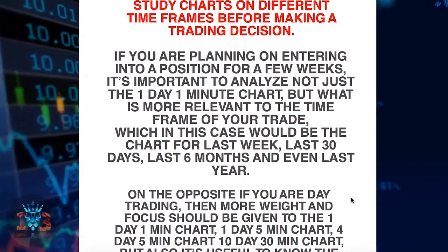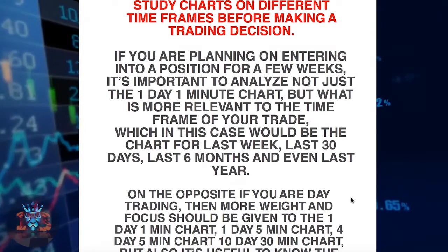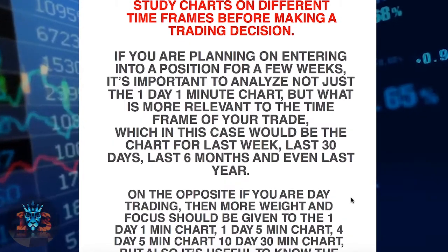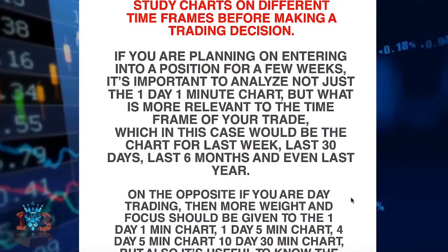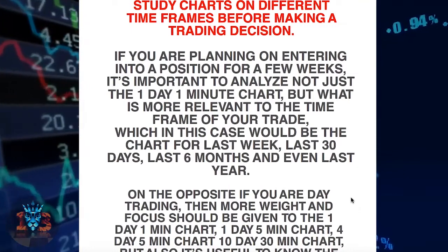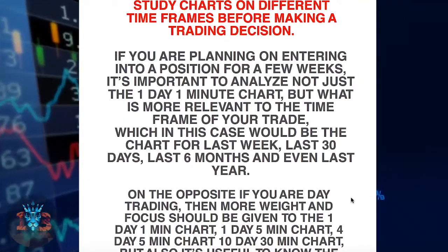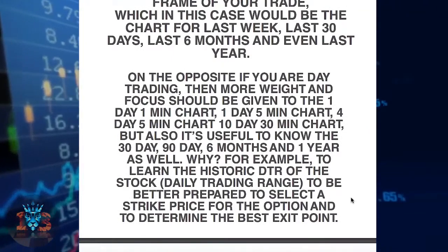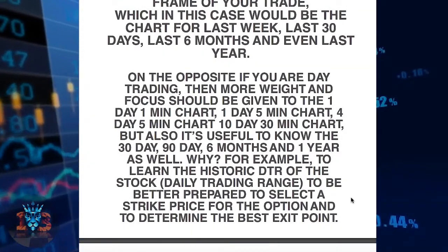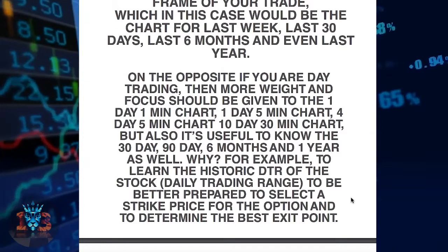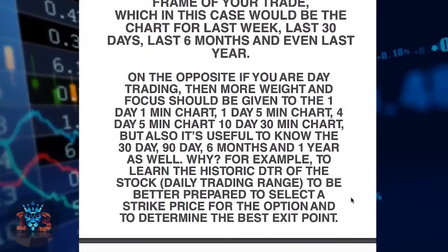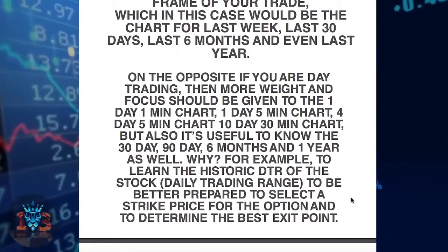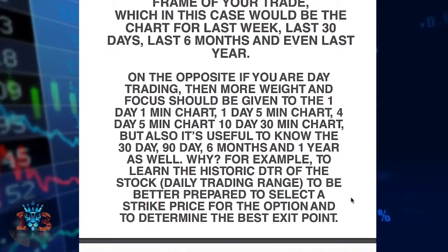What's more important and more relevant is a different time frame to the type of trading that you're doing, which in this case would be the chart for last week, last 30 days, last 6 months, and even last year, since you're going longer term. On the opposite, if you're day trading, then more weight and focus should be given to the 1 day, 1 minute chart, 1 day, 5 minute chart, 4 day, 5 minute chart, 10 day, 30 minute chart. But it's also useful to know the 30 day, 90 day, 6 month, and 1 year as well.